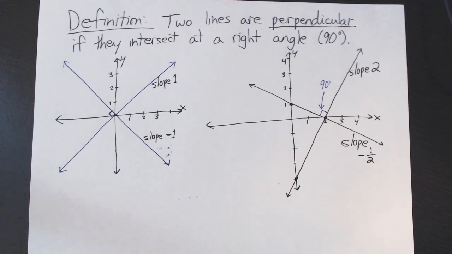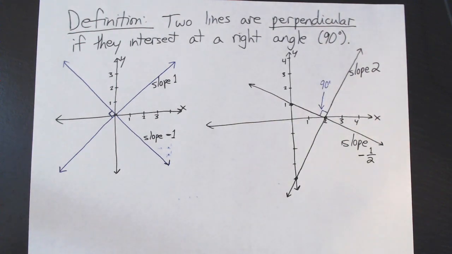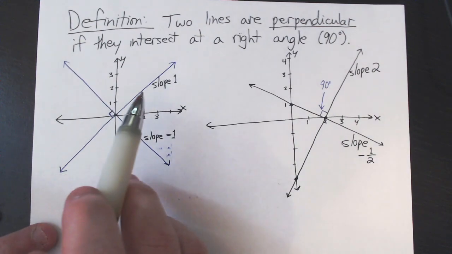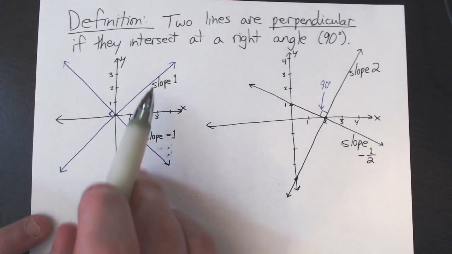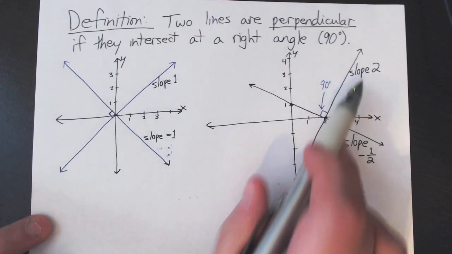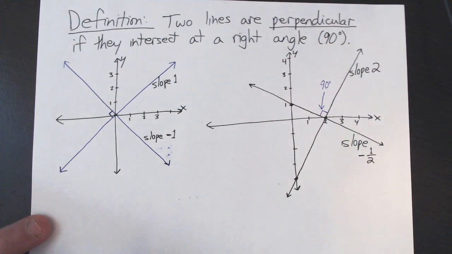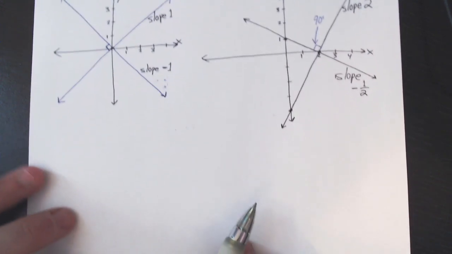So what do you think the relation is between the slope of two lines that are perpendicular? Well, we're going to establish a general rule in a minute or two. But, you know, we had a 1 and a -1. That's perpendicular. We have a 2 and a -1/2. That's perpendicular. There's one other case I want to show you first.